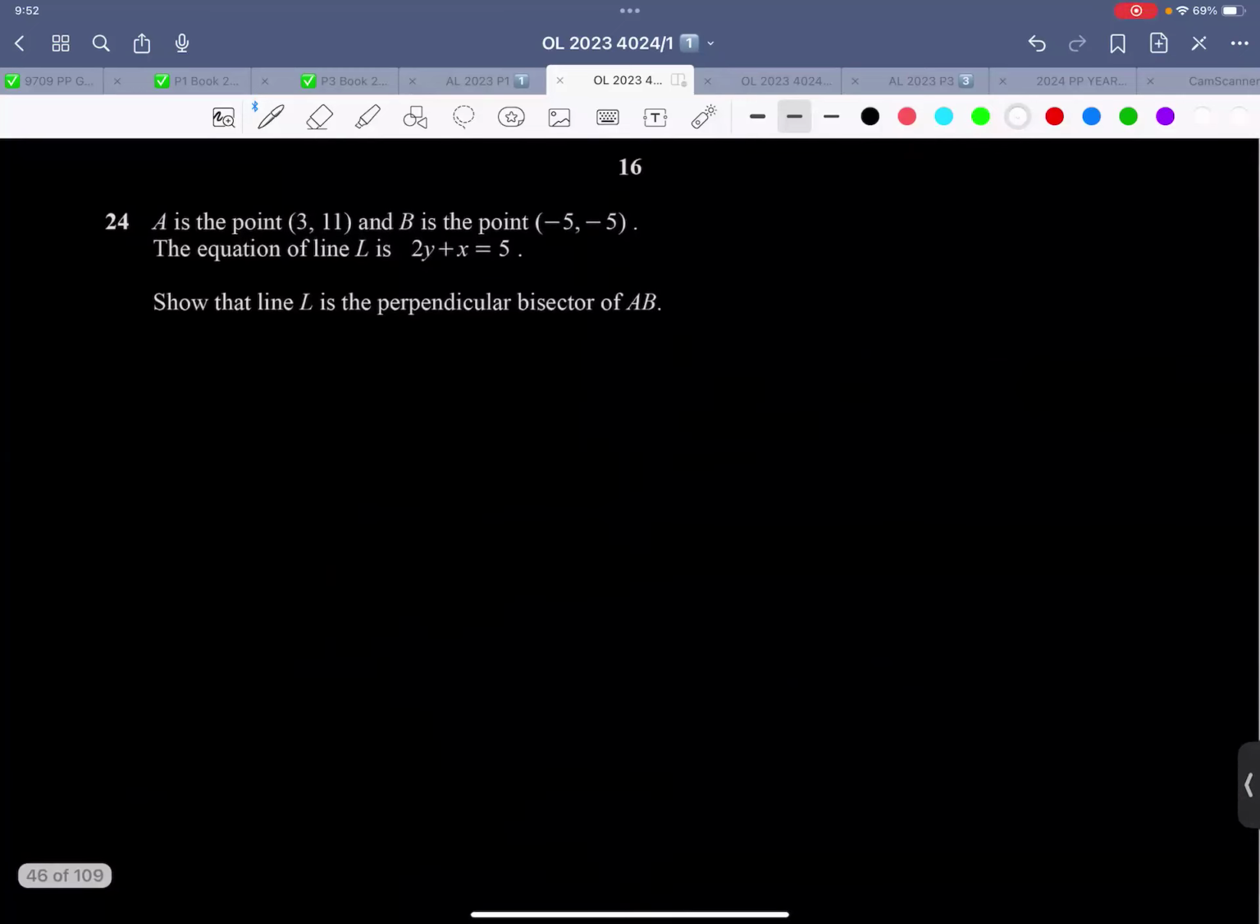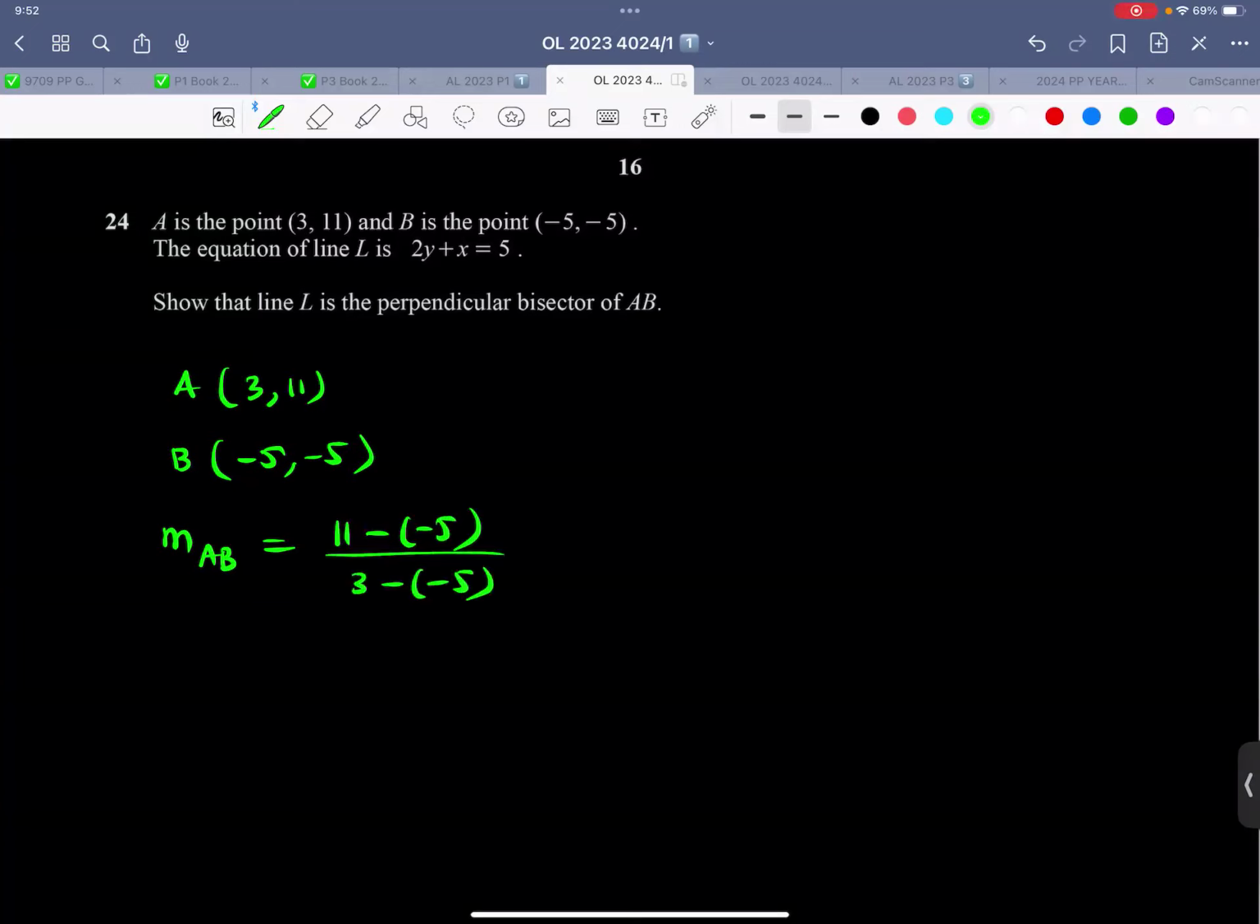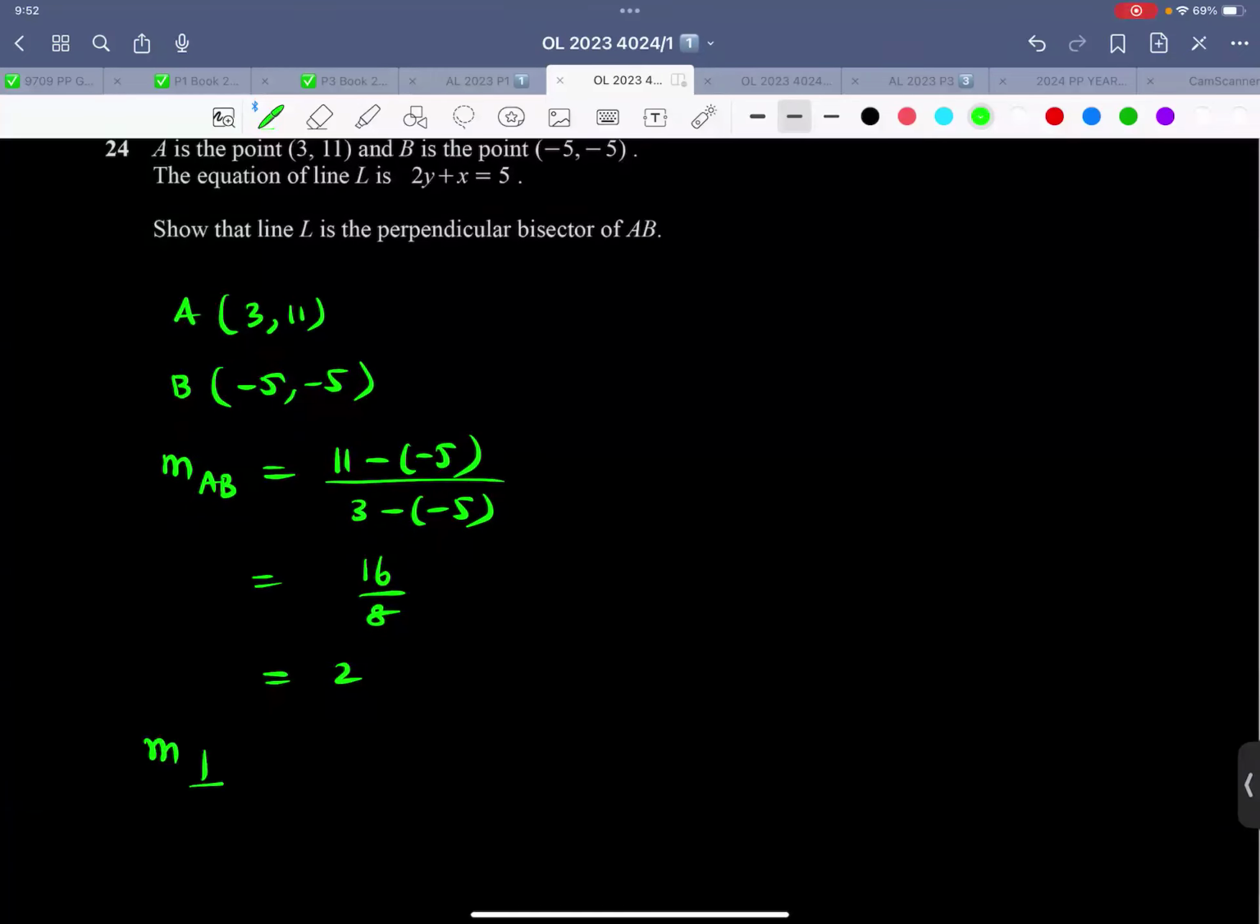Now question number 24. A is the point (3, 11). B is the point (-5, -5). Equation of the line L is this. Show that line L is the perpendicular bisector. Let me write A (3, 11), and B (-5, -5). Let me find the gradient of AB, which is 11 minus minus 5 divided by 3 minus minus 5. 11 minus minus 5 is 16. 3 minus minus 5 is 8. 16 over 8 is 2. Therefore, the gradient of the perpendicular should be negative half.